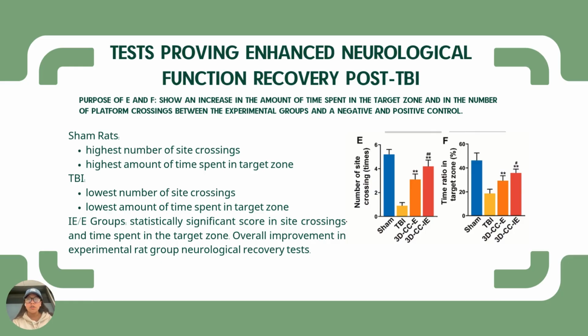Okay, so just to break this down a little bit, to continue proving that these scaffolding treatments worked, our lovely researchers spent quite some time running some extra experiments on the rats. So they performed these behavioral exams to prove neurological recovery on all four groups of the rats: the sham group, which were just the regular, fully cognizant rats, the TBI group, which are the rats affected by the independent variable, which is the traumatic brain injury, and the experimental treatment groups 3D-CCE and 3D-CCIE.